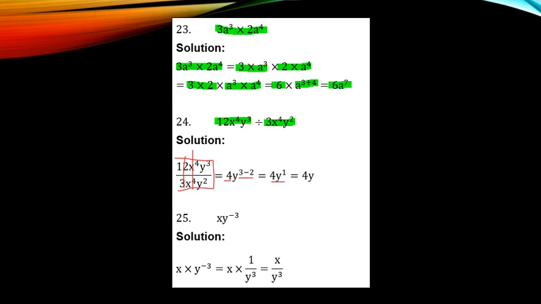4y power 1. And any base number power 1 is the same. So you have 4y as the result. Okay?